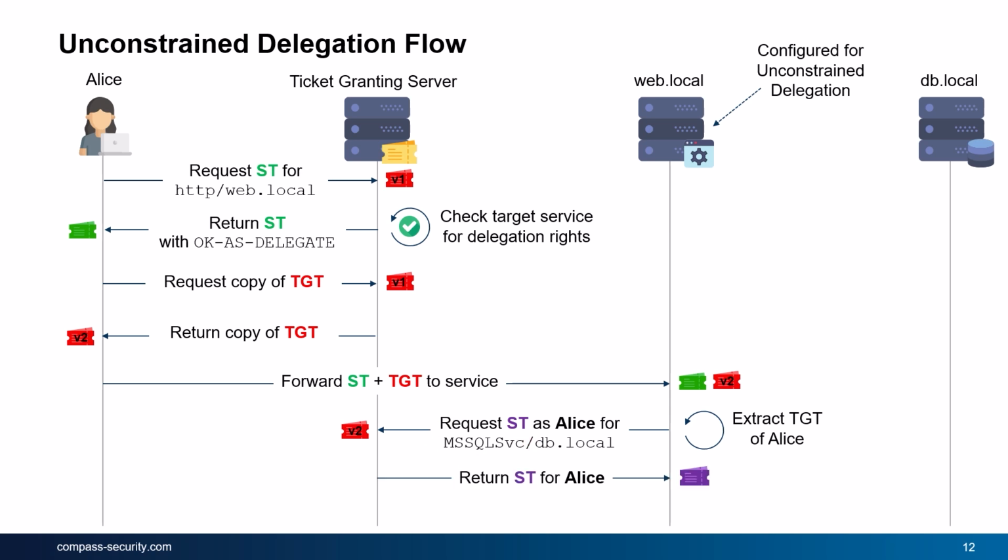The ticket granting server will still evaluate the TGT, the same rules applied as in this step. And if everything is okay, a service ticket for Alice is returned. And with this service ticket, the web.local system can then access further resources. And this looks then essentially the same as if Alice had done this step. So this is how unconstrained delegation is implemented from a logical or process view.